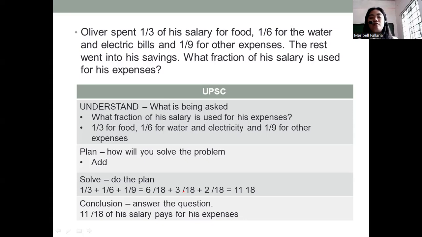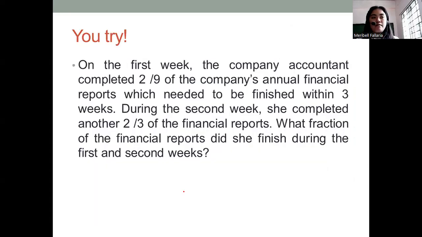Okay, now you try. In this problem, let us read. On the first week, the company accountant completed 2/9 of the company's annual financial reports, which needed to be finished within 2 weeks. During the second week, she completed another 2/3 of the financial reports. What fraction of the financial reports did she finish during the first and second weeks?